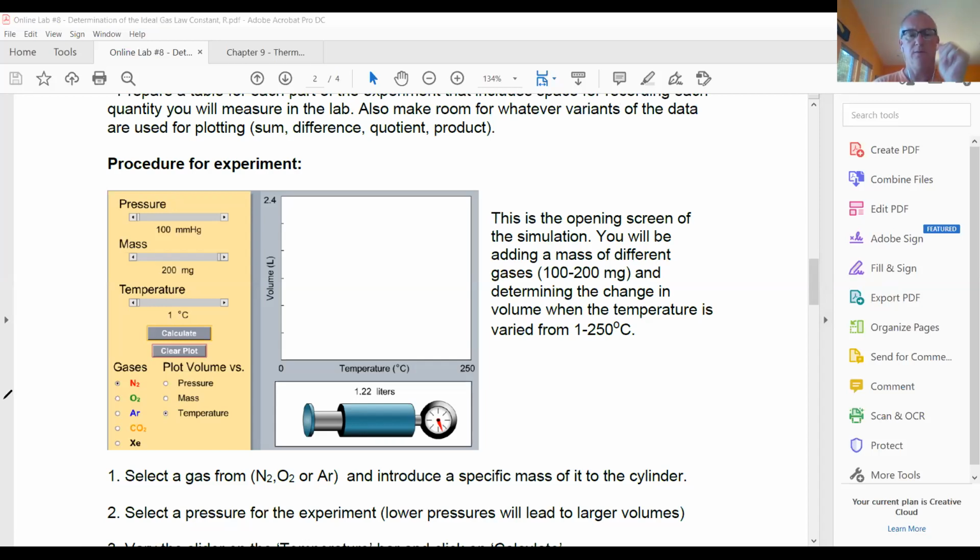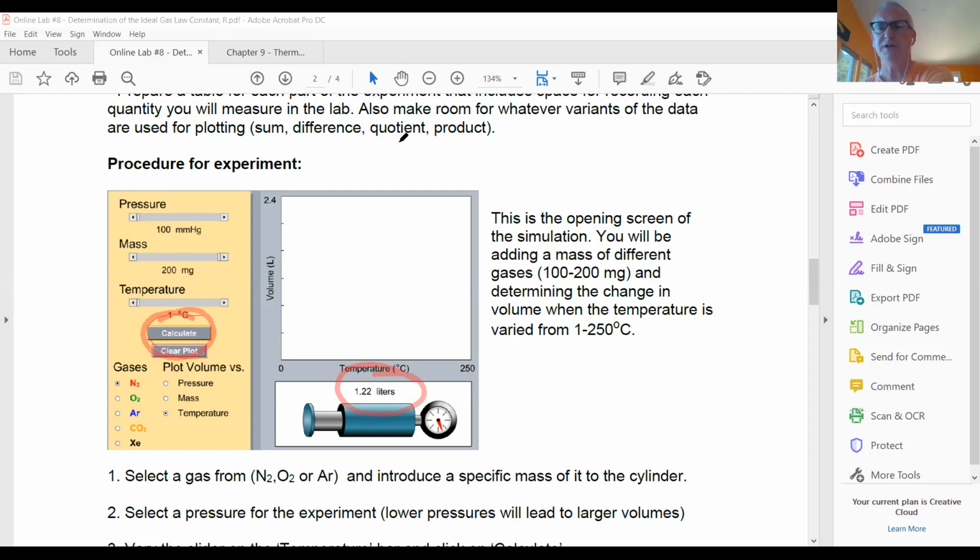So what it will show you when you hit calculate is that it'll then give you a precise volume. So again, the temperature is not going to be in the proper units for you to do the calculations and the plotting. So take a note of that.